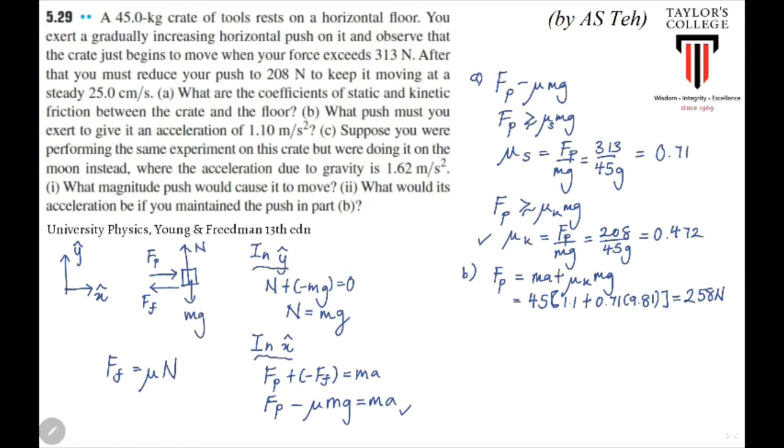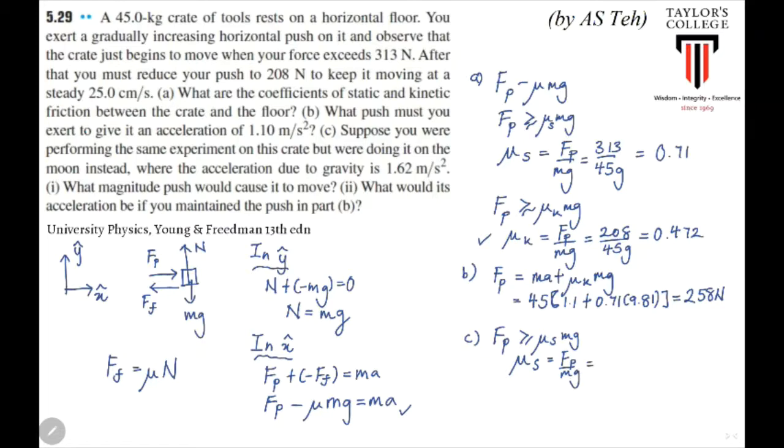Okay, let's look at part C now. What happens in part C is that now it's not on Earth. Somehow the whole setup has been brought over to the moon. The same formulas still apply. In the first situation, it's a push from static, similar to A. So Fp must be more than or the same as mu s mg. Again, mu s equals Fp over mg.